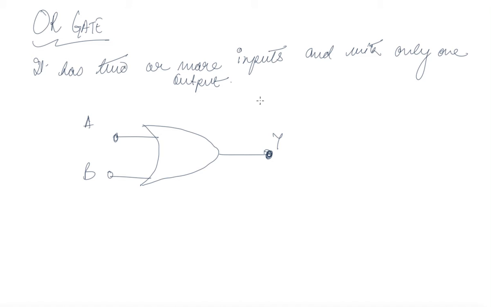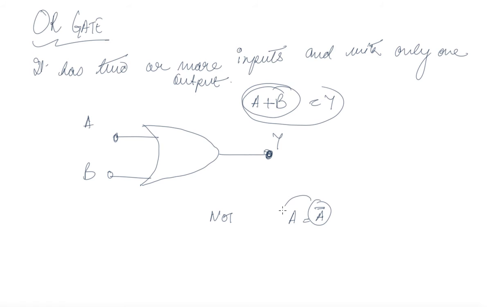Now the logical explanation is that OR goes with the plus symbol. In my previous example of the NOT gate, the input and output relation is A equals A bar. For the OR gate, the output is given by A plus B equals Y. For NOT, this was your input, and your output will be A bar, the complement. The complement means if the input is 1, then the bar will mean 0, the opposite, either 1 or 0.